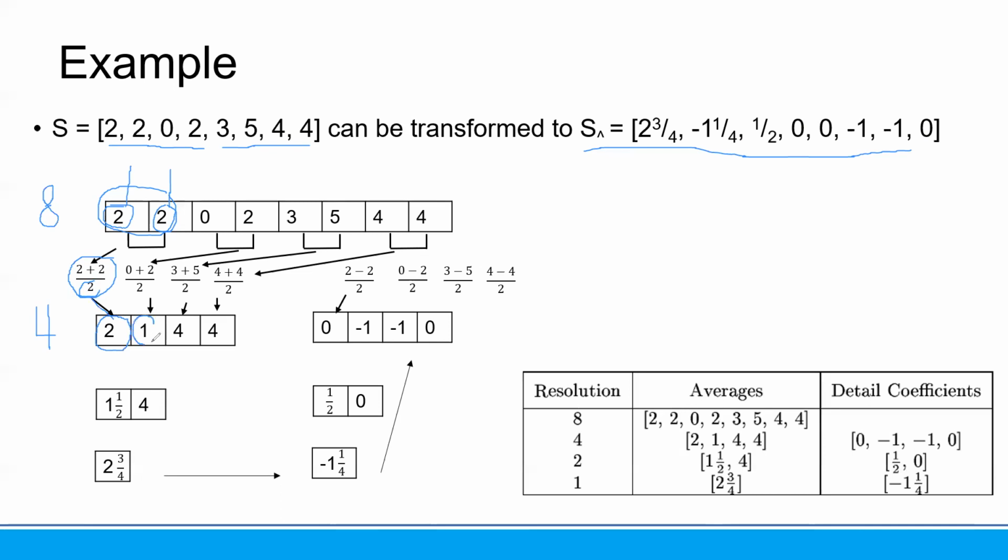What about this number? It is from 0 plus 2 divided by 2, and we place it into this cell. What about this number 4? We take the next two cells, 3 plus 5, divided by 2, and put it in this cell. The remaining part is from 4 plus 4, divided by 2, and we put the value here. After we have this, we also want to get the residual.